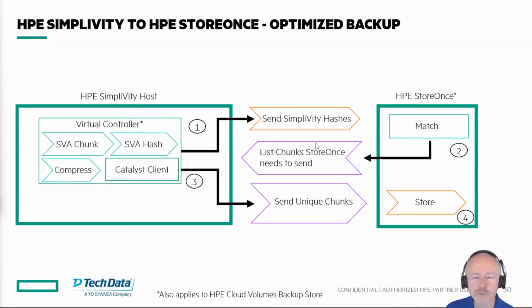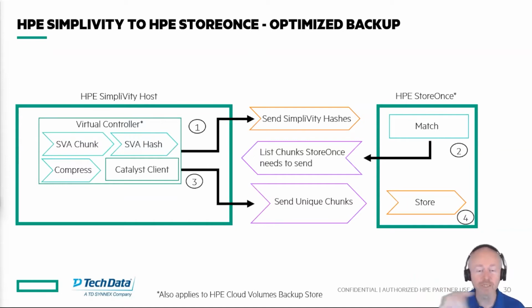And so we're going to send those hashes to StoreOnce, then StoreOnce will recognize those hashes of the deduplication algorithm, and then they're going to say, yeah, I have that one, I have that one, nope, I don't have this one, so please send me that data. So those chunks that StoreOnce doesn't have, it will send an update to the SimpliVity host, and then the SimpliVity host will only send the unique chunks, and the chunks are blocks of 8K. So also there, very efficient.